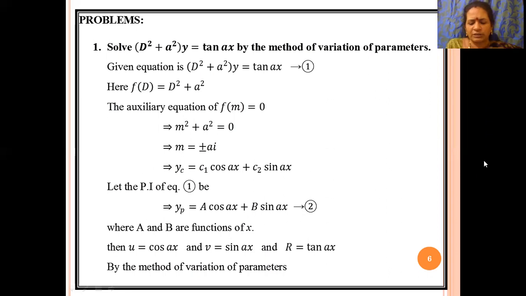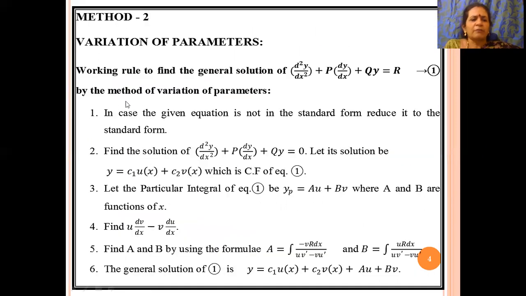In the auxiliary function, I will show the method again. See, what are the methods we apply? Working rule. What is the first working rule for the variation of parameters? First step, what do we have to do? In case it is not in the standard form, then convert it into the standard form. If the given equation is not in the standard form, reduce it to the standard form, right? Then find the solution of this equation. Let R be 0, then we can find the solution. That's why we have to take R value 0.